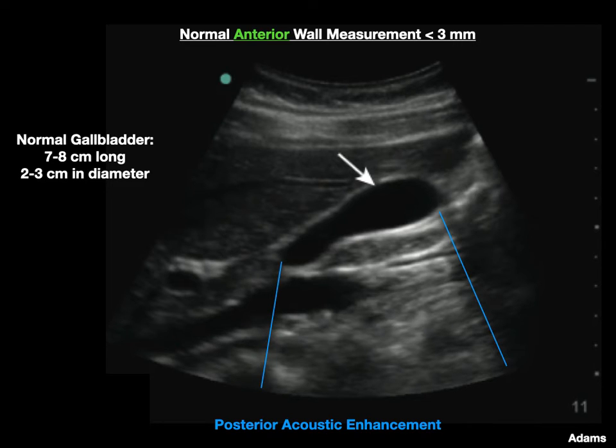The result is an appearance of increased gain behind fluid-filled structures and a false increase in the wall thickness of the posterior wall. While shadowing is a loss of signal posterior to high impedance structures, posterior acoustic enhancement is an increase in signal posterior to low impedance structures.